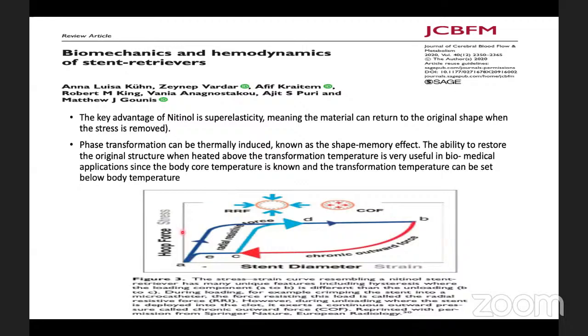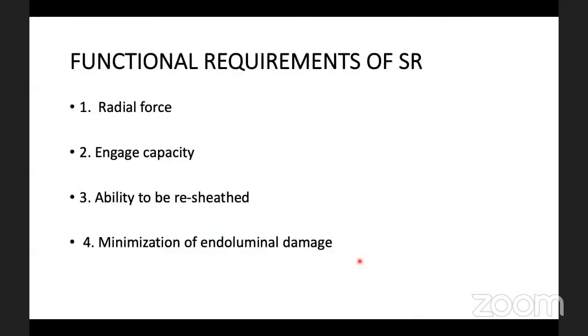So when we see this stress and strain graph, at the minimal diameter, it produces a minimal outward force. Then as the stent is being unsheathed, it produces a regular resistive force. And at the extreme, when the stent is completely unsheathed, it has a chronic outward force. With this chronic outward force, it engages the arteries, and it is able to engage the clot. So this is the property of nitinol that makes it a very good stent retriever material, because of the shape memory effect and the chronic outward force it produces on the arterial wall.